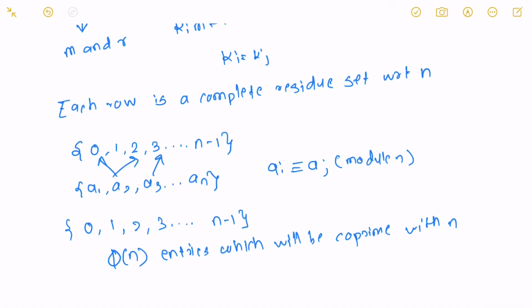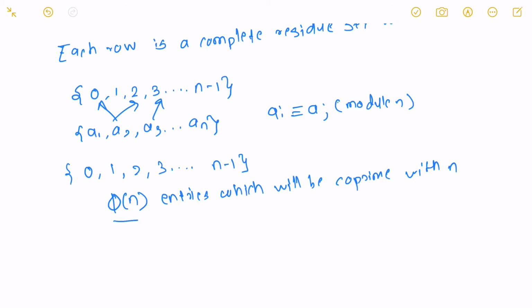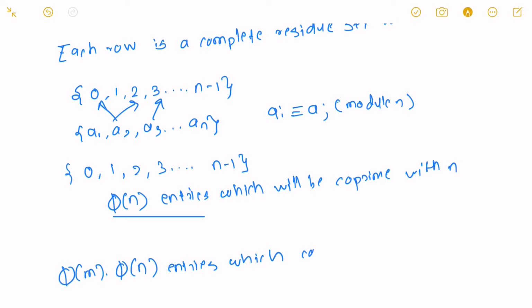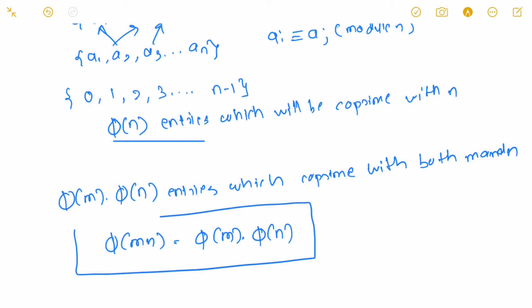Note that initially we had found that we have phi of m rows where each entry of the row is co-prime with m, and now we have found that we have phi of n entries in each such row which are co-prime with n. So this means that we have phi of m into phi of n entries which are co-prime with both m and n. So this proves our multiplicative property that phi of m times n is equal to phi of m times phi of n. I'm just putting it in a box so that later we can come back to it.